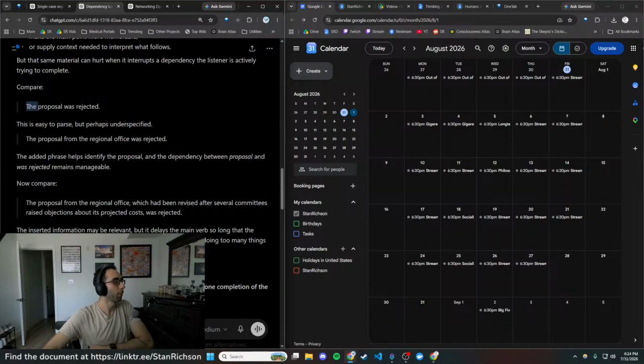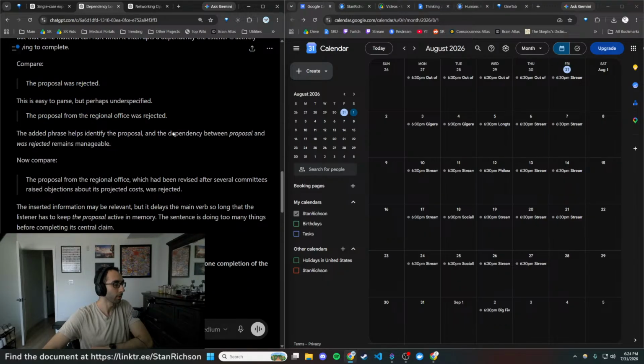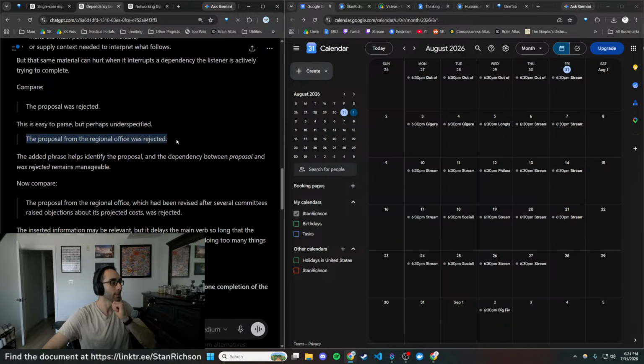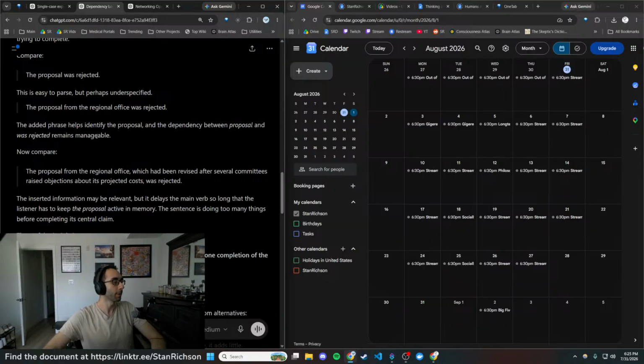So compare the proposal was rejected. This is easy to parse, but perhaps underspecified. And then the other one is the proposal from the regional office was rejected. If the regional office is pretty important, then that's a much more salient sentence than not providing that information. So if you were to overhear someone talking about this, it might perk your ears up, whereas with this one, you might just be thinking, oh, they're talking about some proposal. The added phrase helps identify the proposal, and the dependency between proposal and was rejected remains manageable.